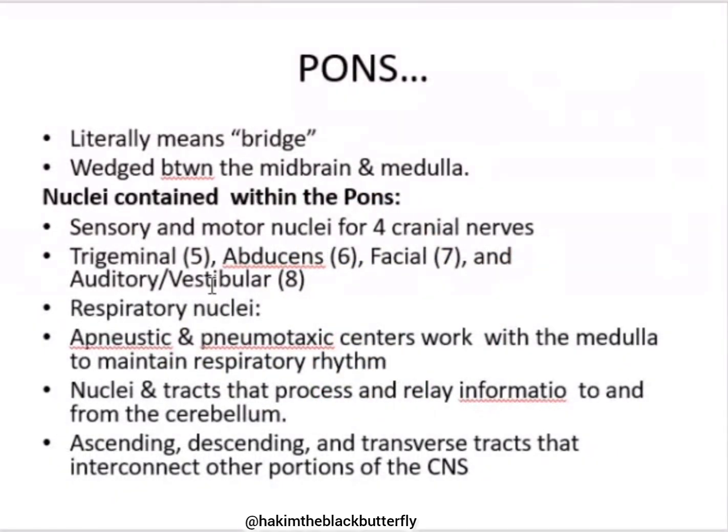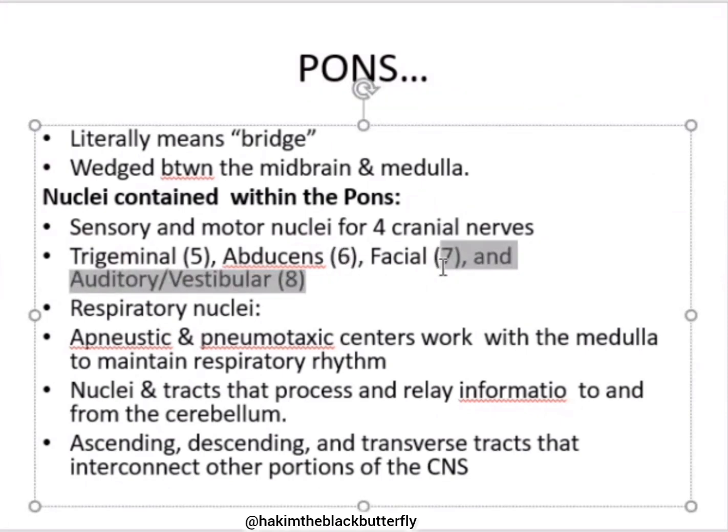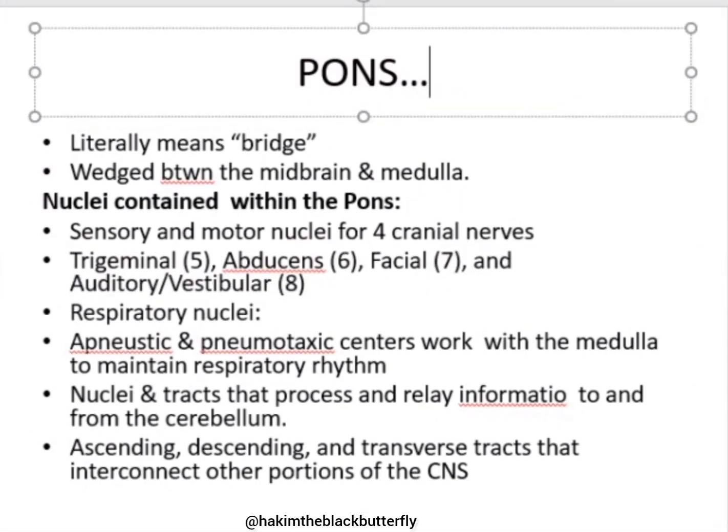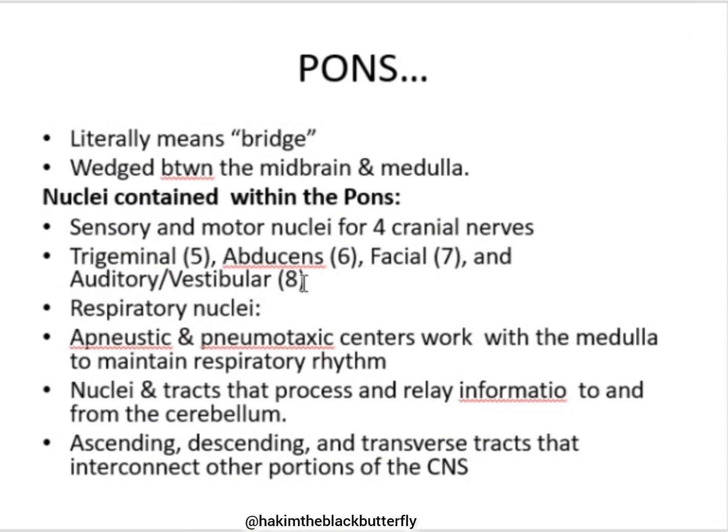Now, the nucleus of the trigeminal nerve, the nucleus of the abducent nerve, the nucleus of the facial nerve, and part of the nucleus of the vestibulocochlear nerve. These are the cranial nerve nuclei located in the pons. The vestibulocochlear, part of it was in the medulla, part of it is in the pons.